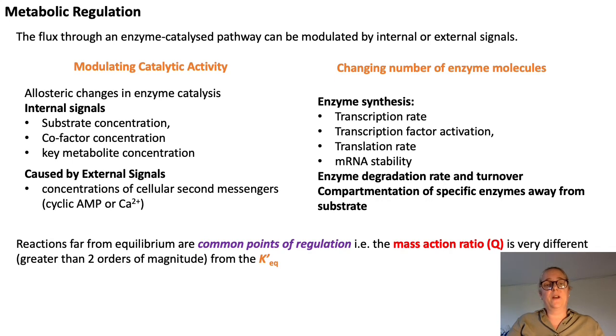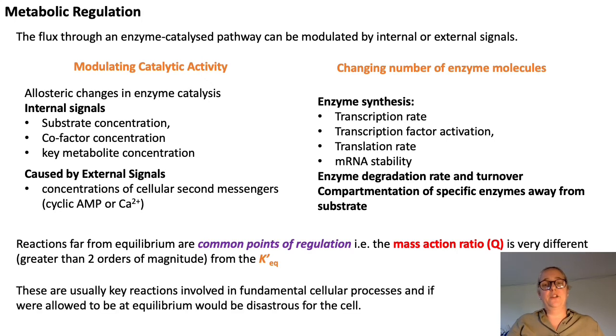So reactions far from the equilibrium are a common point of regulation, i.e. the mass action ratio, Q, which is very different, greater than 2 orders of magnitude from the equilibrium constant. So there are usually 2 reactions involved in a fundamental cellular process, and if they're allowed to complete to equilibrium, that would be disastrous for the cell.